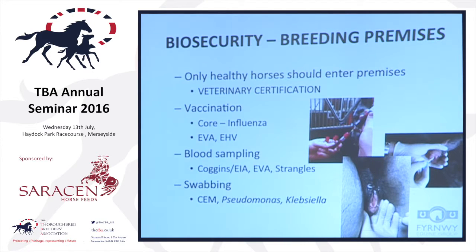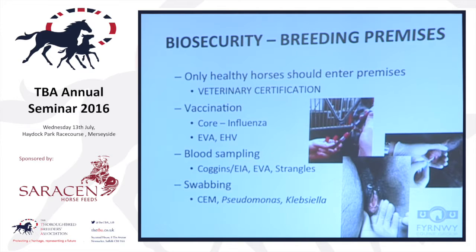So a few specific points, breeding premises, and these are things that we're all very familiar with. So that first question, biosecurity, how do we stop infectious diseases getting onto the premises? Only healthy horses should come on. So veterinary certification and testing is key. It depends a bit on your population, whether you've got high risk, low risk horses, whether you have a lot of transient horses, mares coming on, how much you test and exactly what you test for, and it needs to be specific for your own setup.